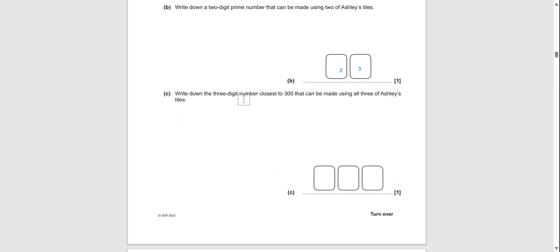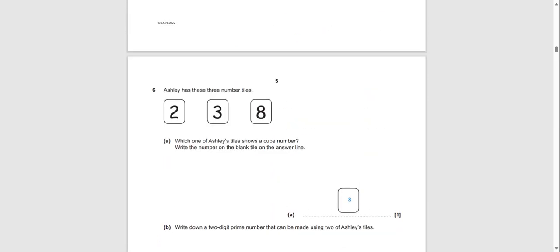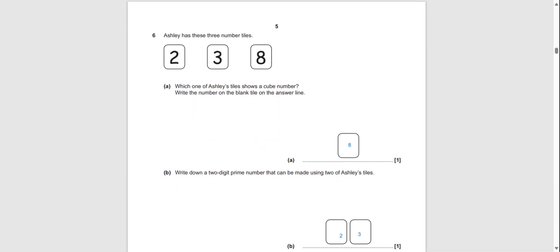Write down a 3-digit number closest to 300 that can be made using all 3 of Ashley's tiles. So the number closest to 300, let's have a look. So we can have 283.